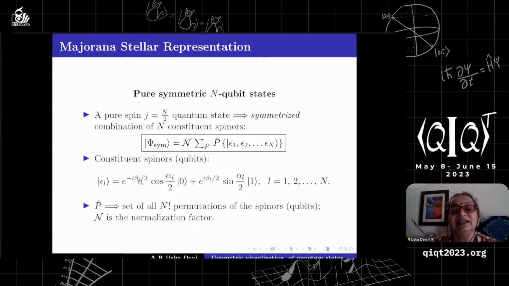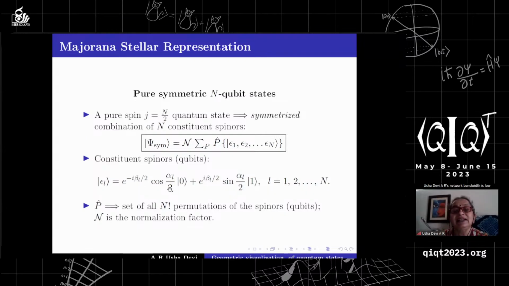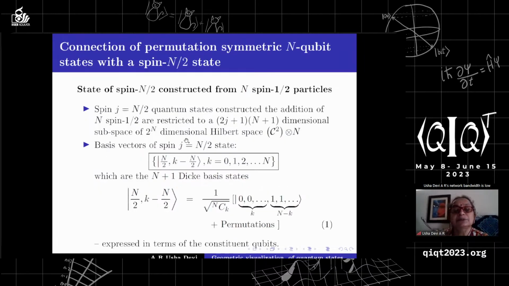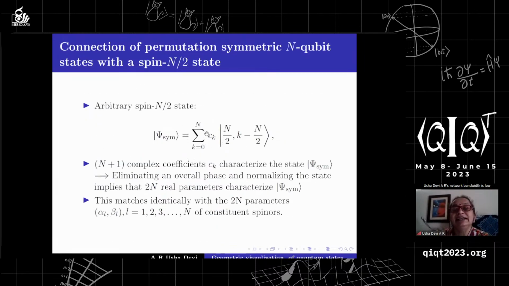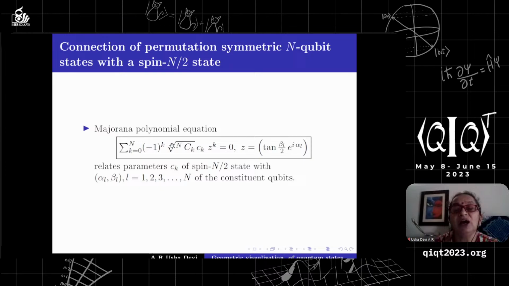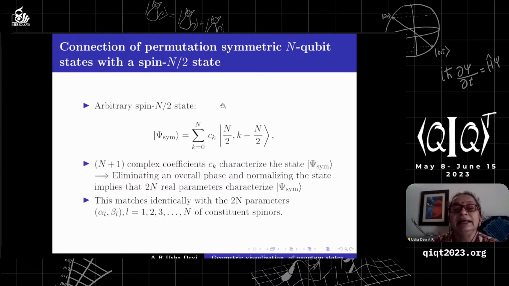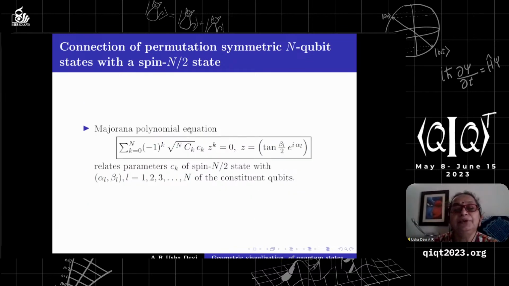Each spinor consists of a beta L, alpha L. That is, the orientation of a qubit on the Bloch sphere is decided by alpha L, beta L, and an n qubit state which is symmetric has 2n parameters. How are they related? They are related by the Majorana polynomial equation. And what do I determine? Give me this symmetric state and give me these parameters Ck. How many are there? At the most, they can be 2n real parameters contained in this Ck. I want to know, do they correspond to constituent qubits? Then I have to solve this equation.